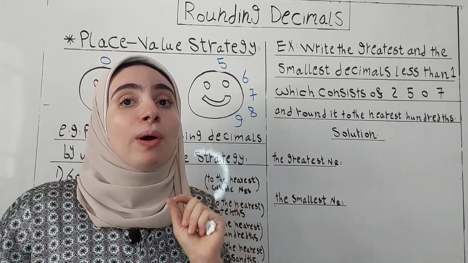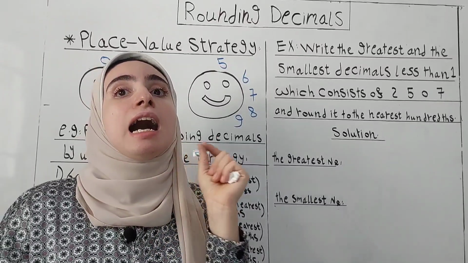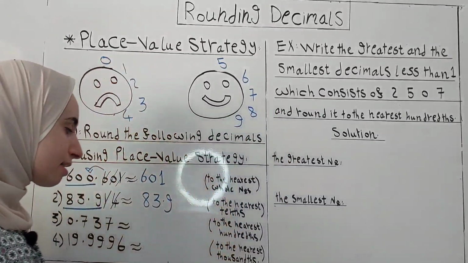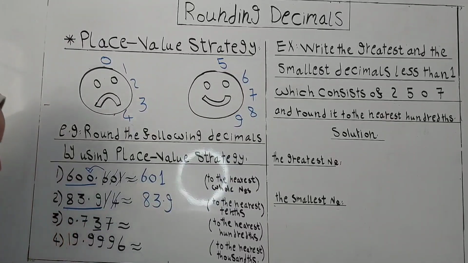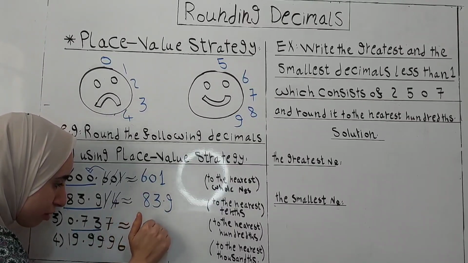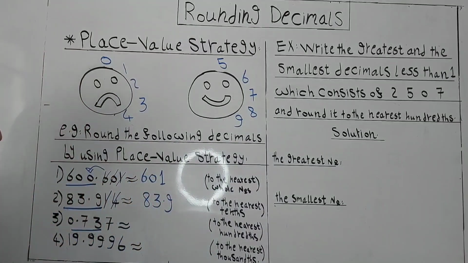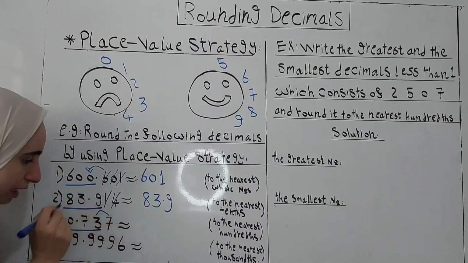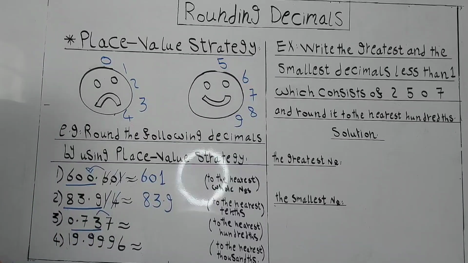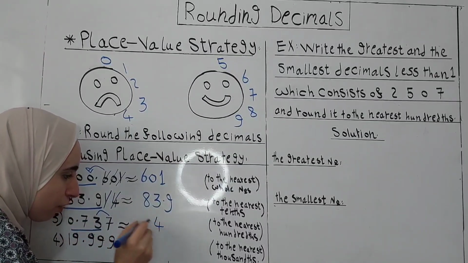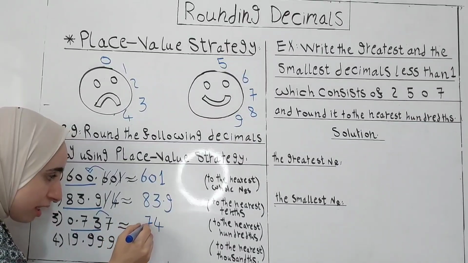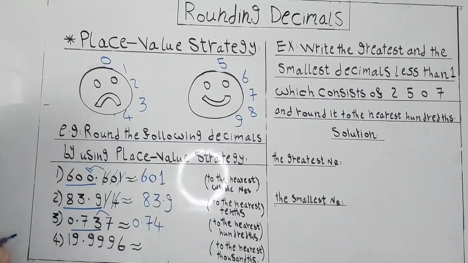First, we look for the digit in the hundredth place, which is 3. So we underline the digit 3 and all digits in the next higher place. Now we look at the digit in the next place, which is 7. 7 is a happy number, so we add 1 to the digit 3, and it will be 4. So we write 4, and write the digits in the next higher place as they are.